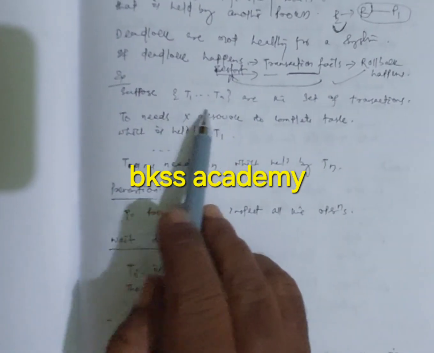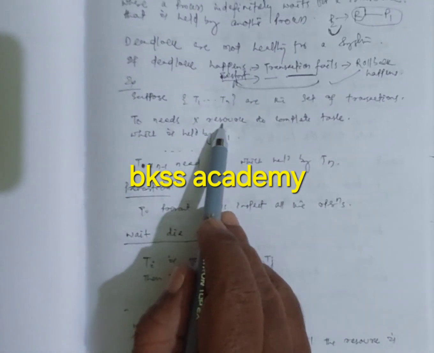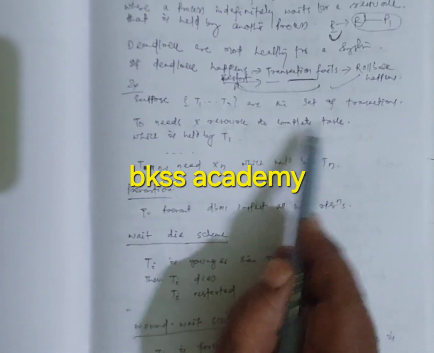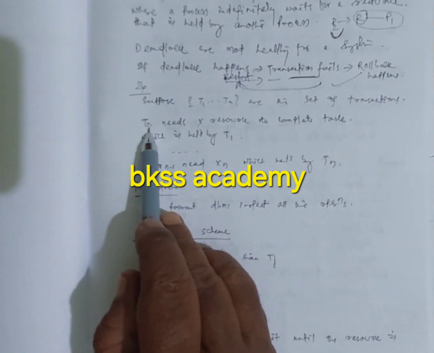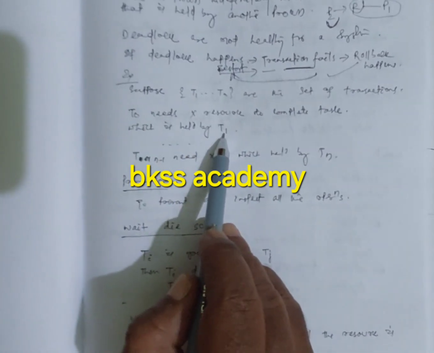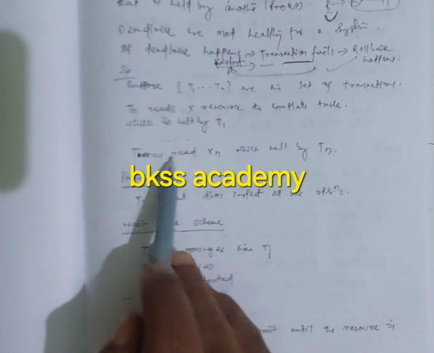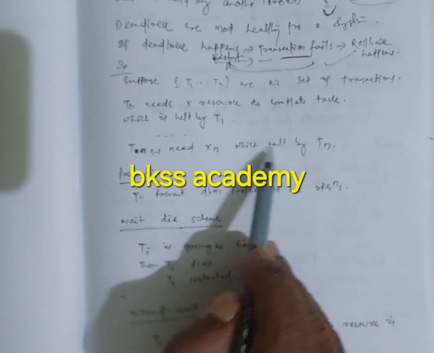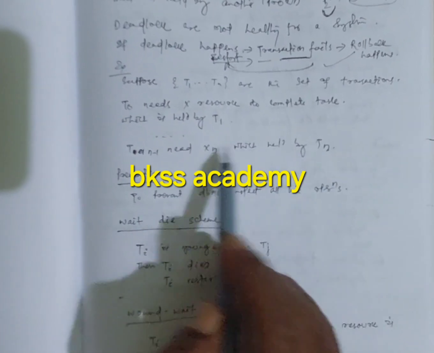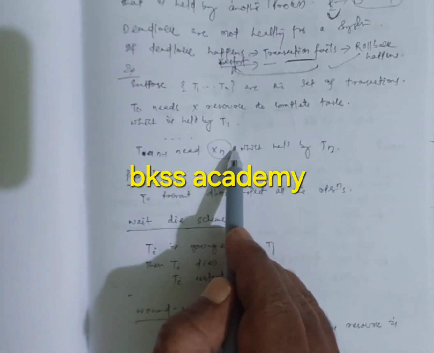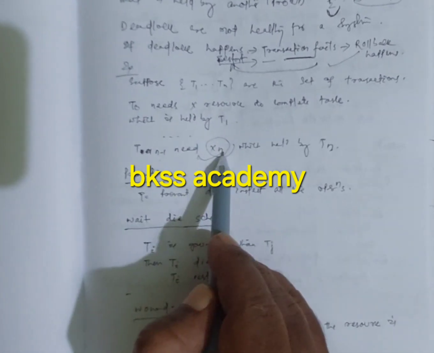Suppose T1 to Tn are a set of transactions. T0 needs resource X to complete its task, which is held by T1. Already it is held by T1. Similarly, transaction T(n-1) needs Xn, which is held by Tn. Transaction Tn is holding the resource Xn, but for executing T(n-1) it is required.